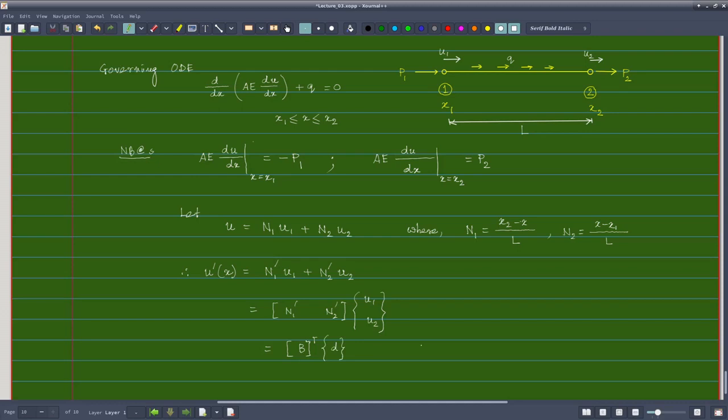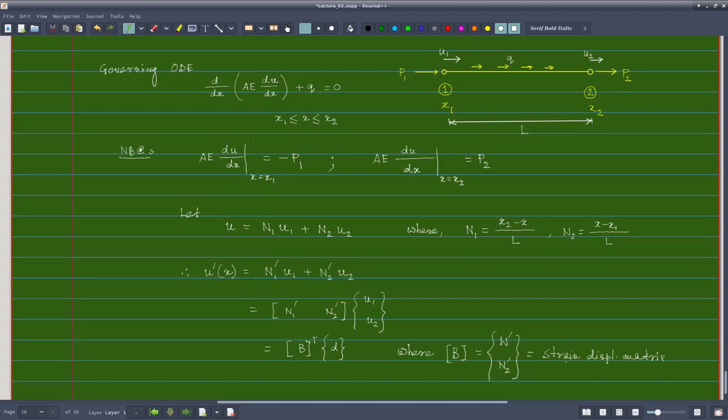Now this matrix B is called the strain displacement matrix, where B is equal to n1 dash n2 dash. It's a column matrix again, so it's a vector actually for a two noded bar element, and it is called the strain displacement matrix. So this is another important matrix that comes frequently in formulating any finite element, the B matrix, which is called the strain displacement matrix.